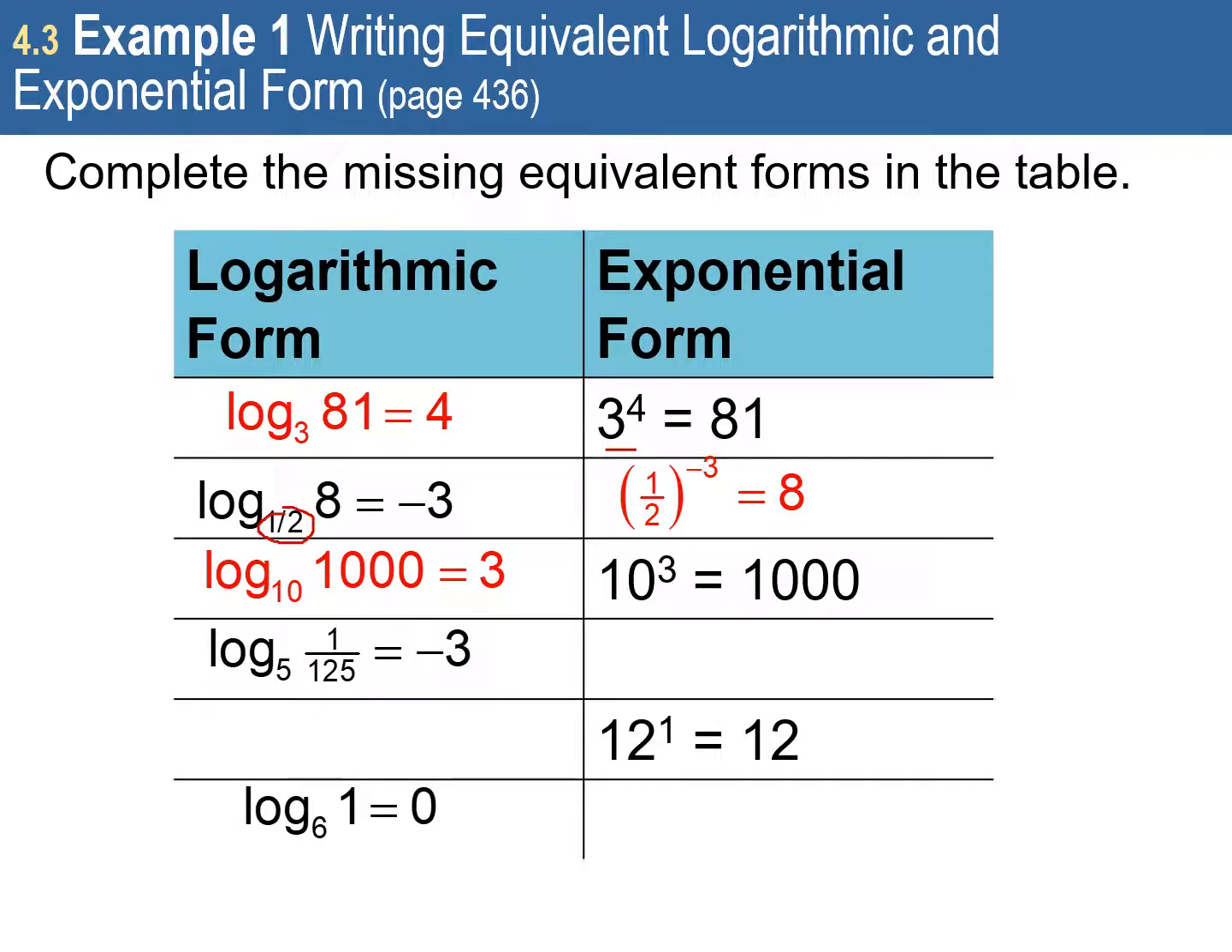Log base 5 of 1 over 125 equals -3 means 5 to the -3 is equal to 1 over 125. Log base 12 of 12 is 1. And to rewrite, log base 6 of 1 is 0 means 6 to the 0 is equal to 1.